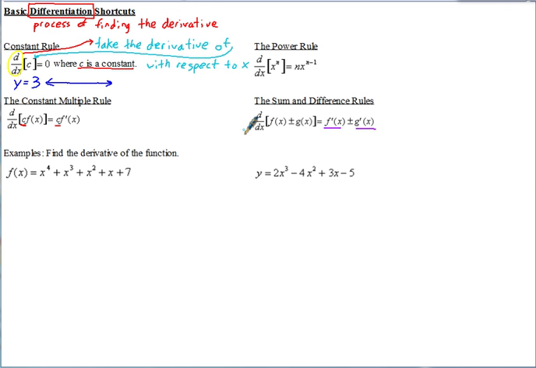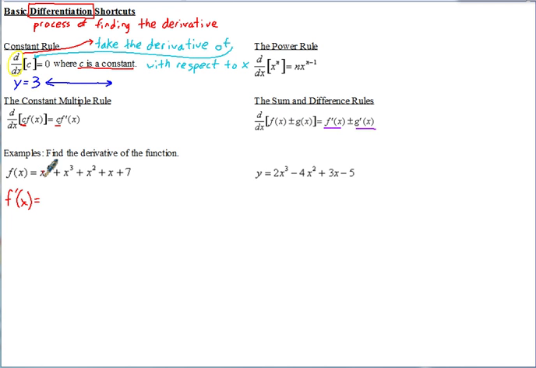So let's take a look at some examples and see how these shortcuts can make the process of finding the derivative much more efficient and not take nearly as long. It says find the derivative of the function. Okay, so we've got f of x, so the notation for the derivative would be f prime of x. And notice we've got a bunch of different terms added and subtracted. In this case, they're all added. So that's where the sum and difference rules come in. It tells us we can differentiate each one separately.